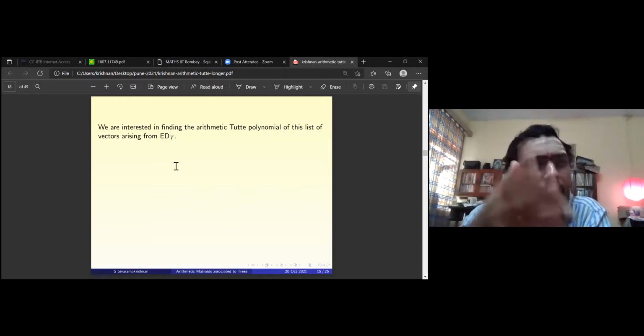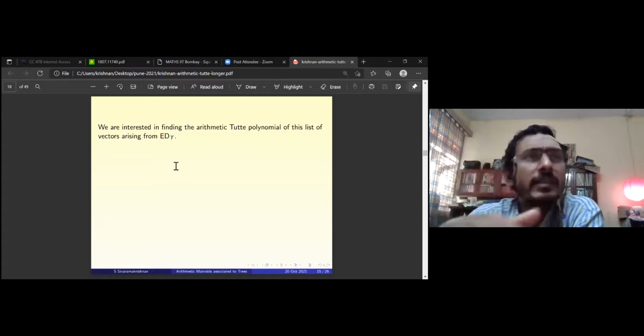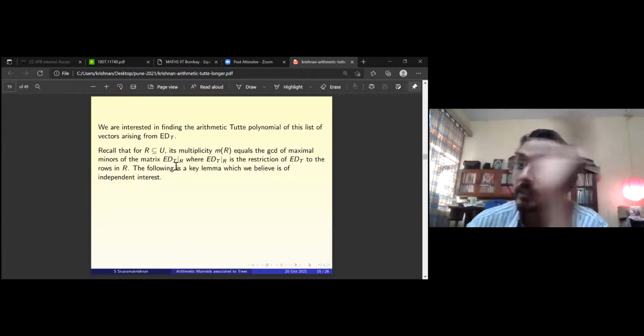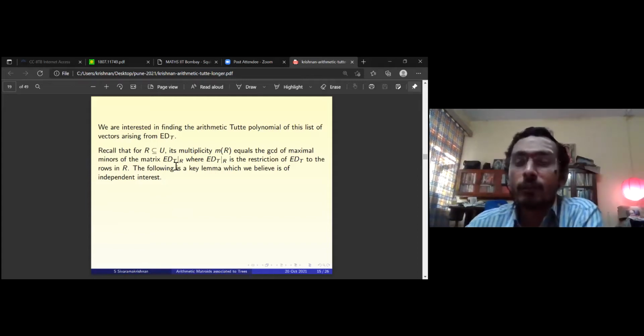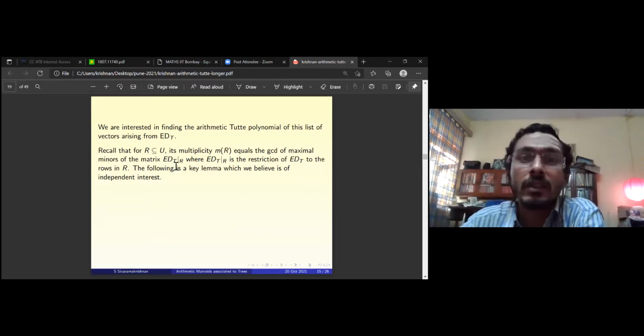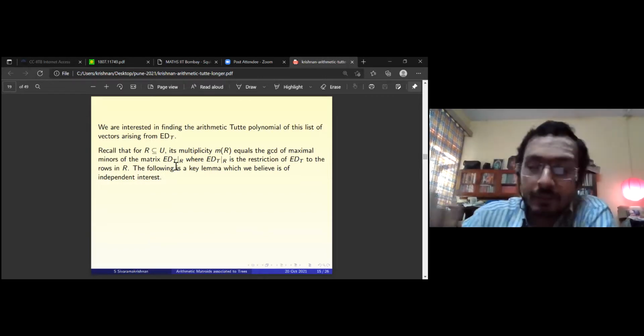Can we plug in some values and see whether the arithmetic matroid we get has something interesting? Then he was saying no, but then we have to look at all GCD of minors. That may be tough. In general, if you're given an arbitrary matrix and you want to find the GCD of arbitrary minors, that is a little tough. But we were pleasantly surprised.